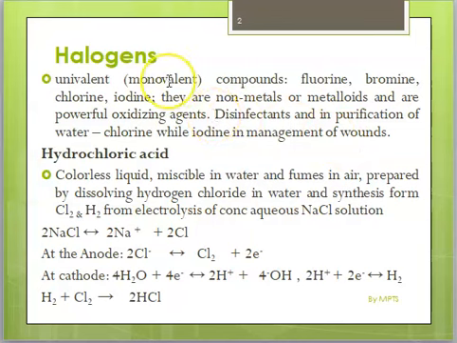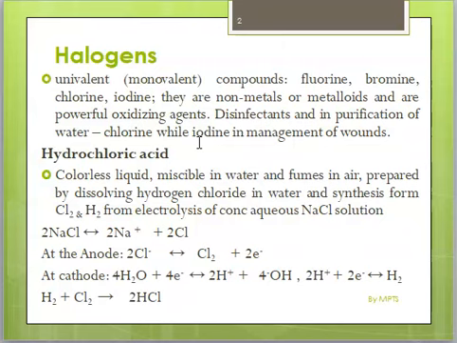So today I'll be talking about the halogens, or the group 7 elements. We have fluorine, bromine, chlorine, and iodine, and they're all non-metals. Of course, we know that chlorine is used as a disinfectant and in the purification of water. We have Zinc, which contains sodium hypochlorite. Also, iodine has iodine compounds which are used in the management of wounds.